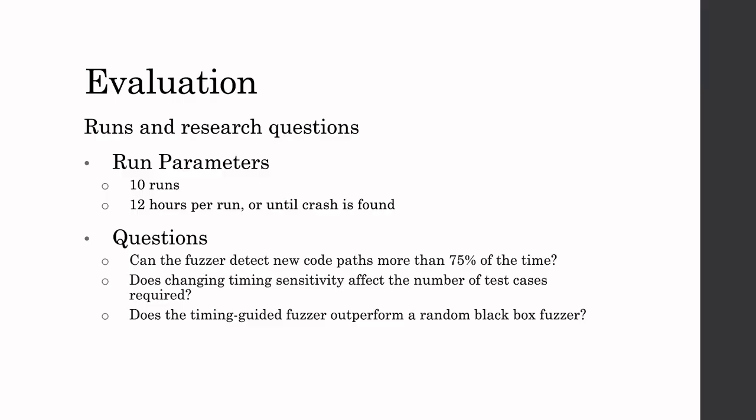And so we had 3 different questions that we wanted to answer. 1. Can the fuzzer detect new code paths more than 75% of the time? 2. Does changing the time sensitivity affect the number of test cases required? And 3. Does the timing guided fuzzer actually outperform a random black box fuzzer?